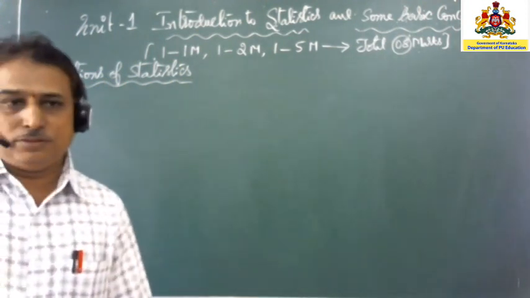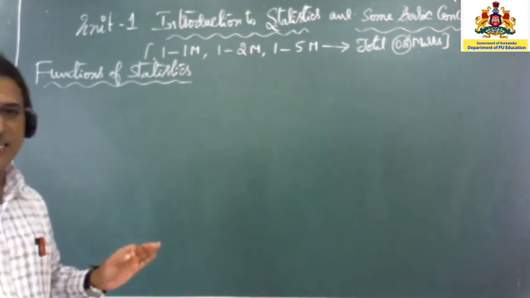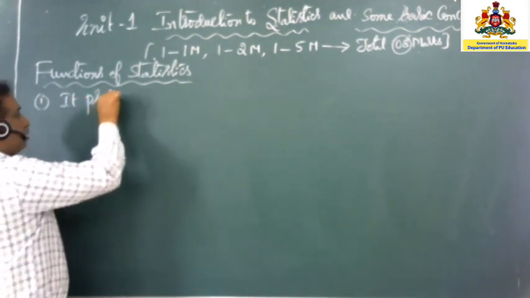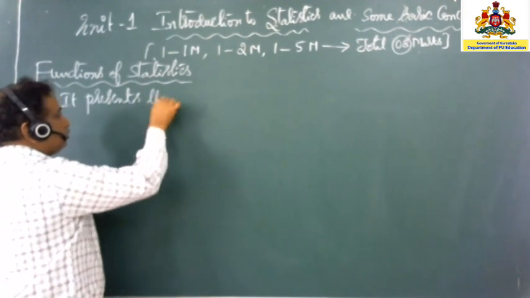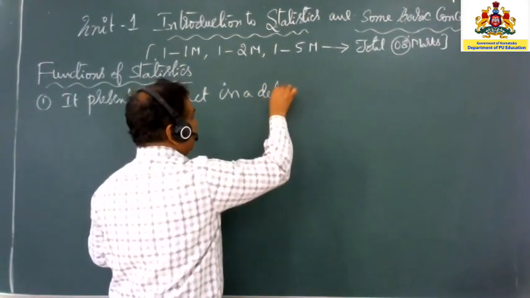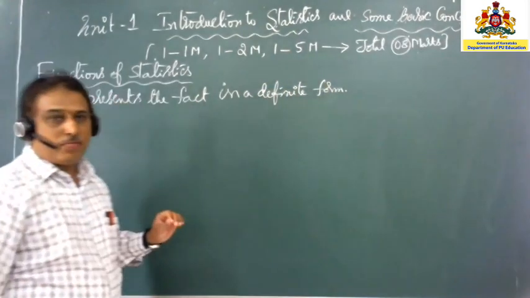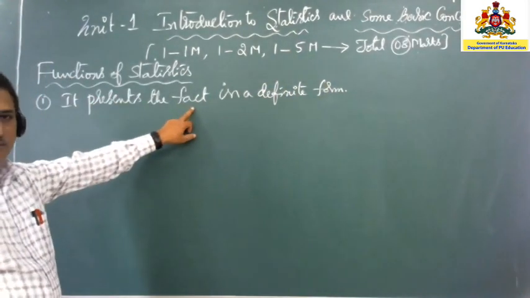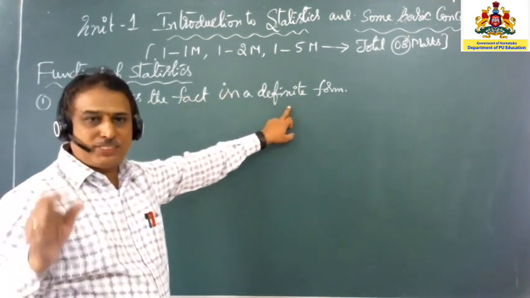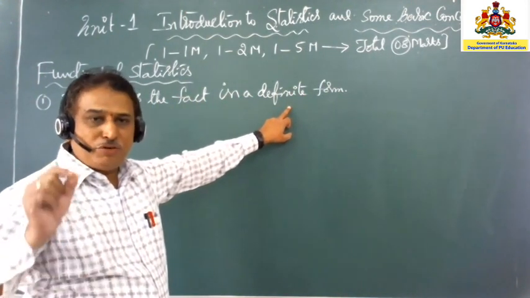The first function of statistics is it presents the facts in a definite form. Fact means information. We have to present the information in a definite form. That means in an accurate manner we have to express the information. That is the first duty of statistics.